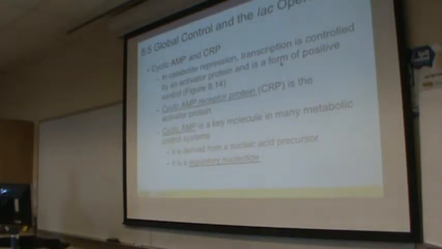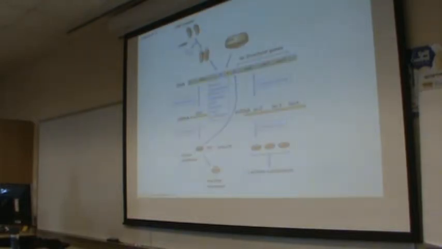In the cell, it's actually like this. When cells have lactose but no glucose, that is when the lac operon is induced. But when the cell has glucose, even if you have the lactose, the lac operon is still not transcribed.